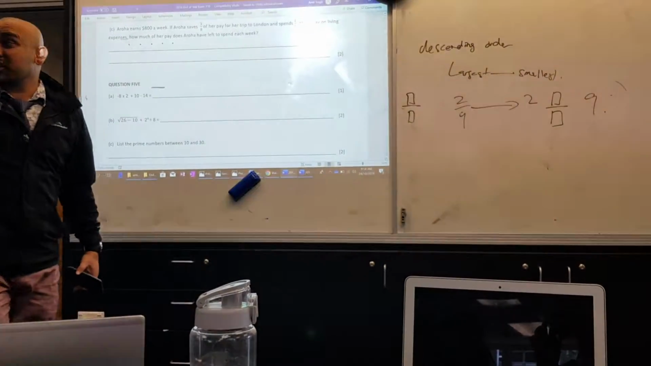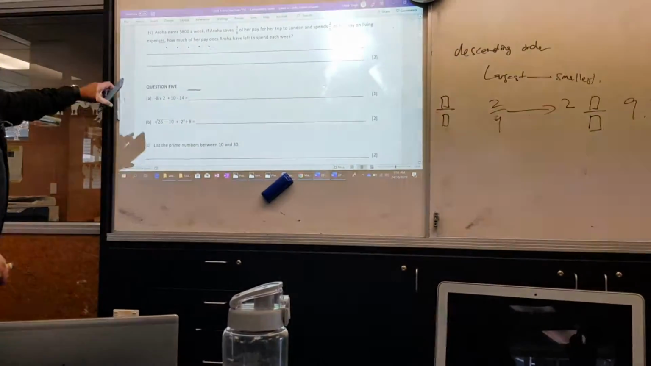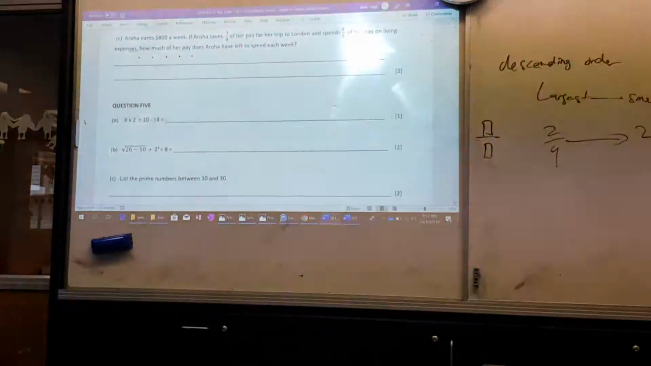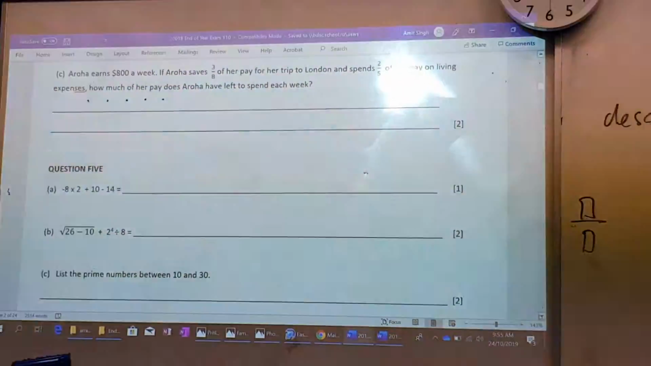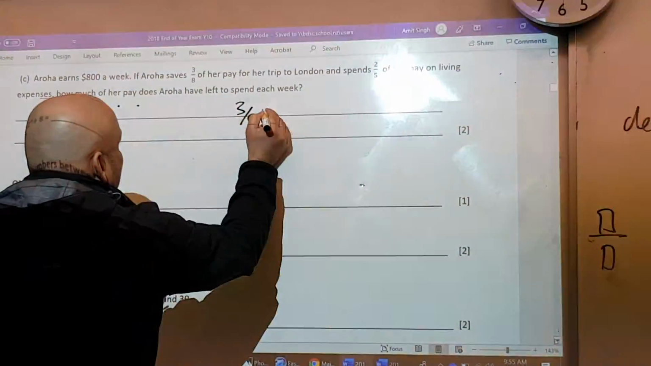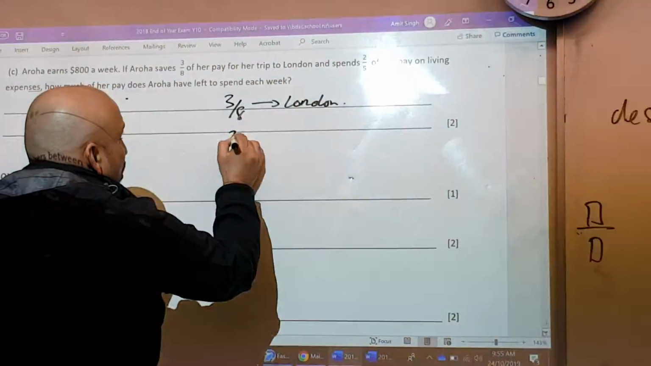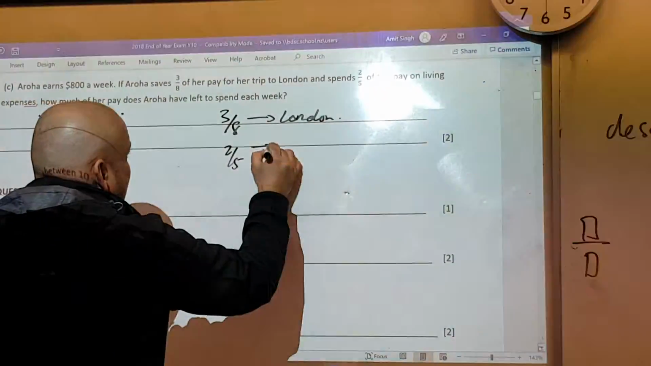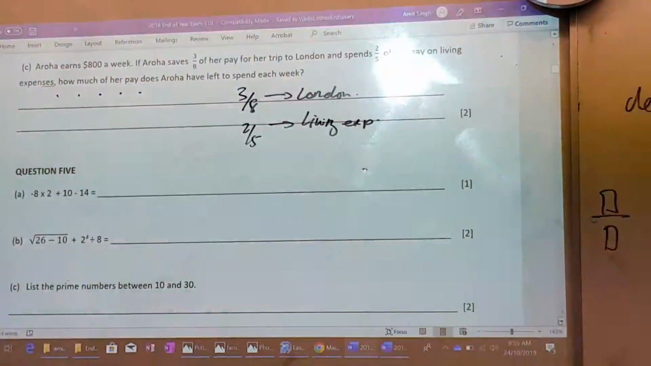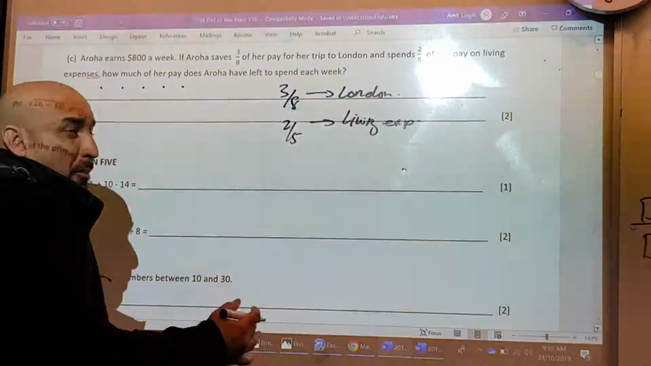A 2-mark question, guys. 2 marks. Remember, every mark is important. Aroha earns $800 a week. If Aroha saves 3/8 of her pay for a trip to London, she has to save 3/8 for the London trip, and she spends 2/5 of her pay on living expenses. How much of her pay does Aroha have left to spend each week?